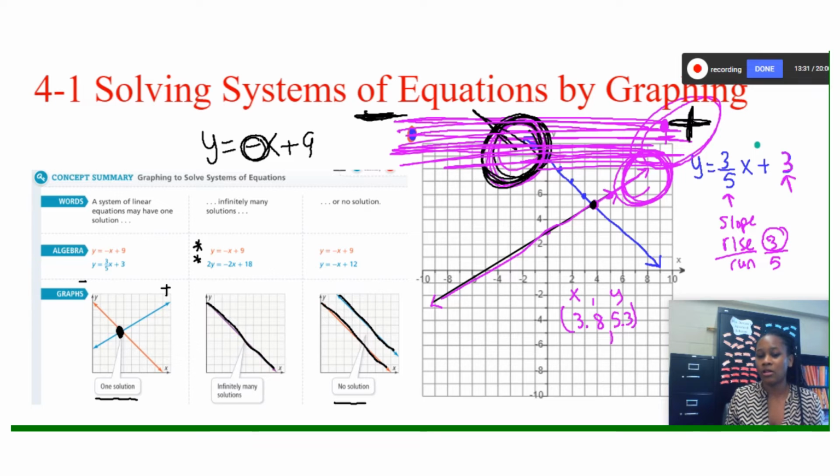How did I know there is going to be one solution? Because one of my slopes is positive and the other slope is negative. So I know that I would have had one solution without even graphing it, but that's just a quicker way for you to think about it, but you still want to know how to graph. Okay.